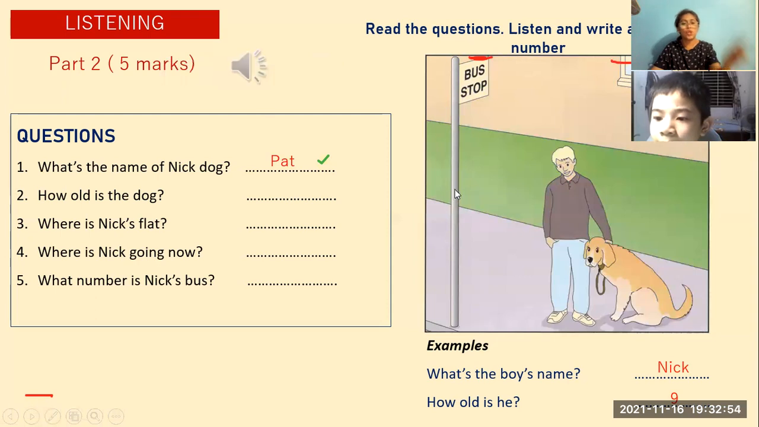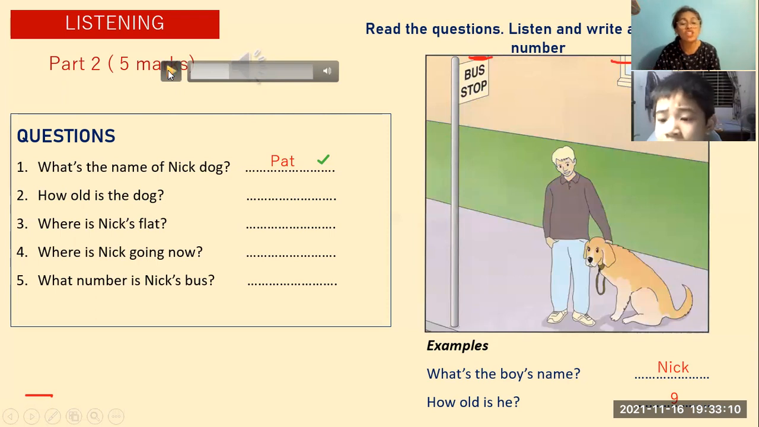Two. How old is she? My dog. The dog. Yes. She's three. She's very young. She's three? Yes, that's right.